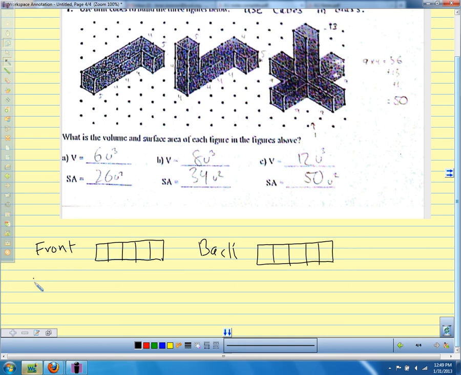From the top, guys, stop talking. From the top, it's going to look like this. From the bottom, and I'm doing really quick sketches here, our L shape is going to go the other way.